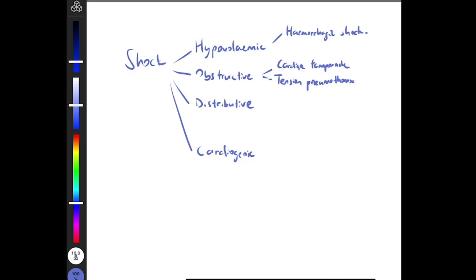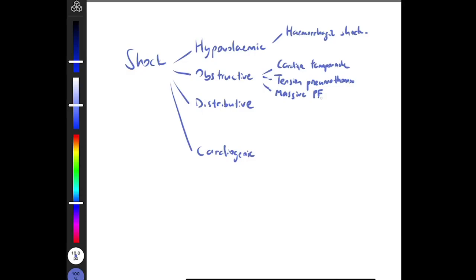Other than that, massive pulmonary embolism also can cause obstructive shock. It's because your blood needs to flow through your lungs before it can flow back into the heart and to the body. If the circulation in your lungs is blocked, then it's another cause of obstructive shock.